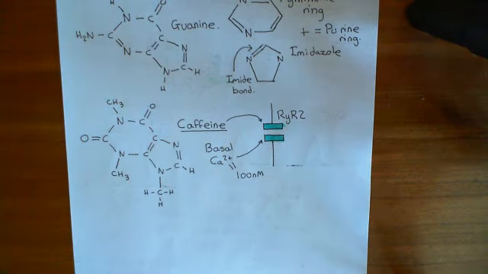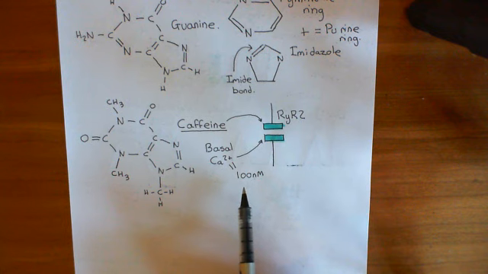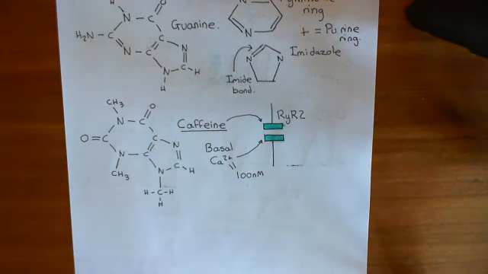So let me review that argument. Caffeine binds to the type 2 ryanodine receptor, okay, and increases its sensitivity to calcium so much that the basal calcium level within the cytoplasm, the amount of calcium you have at rest, which is around 100 nanomolar. So this is not calcium capable of stimulating contraction. This is just the normal calcium that any cell would have in its cytoplasm before it undergoes a calcium signal. Okay?